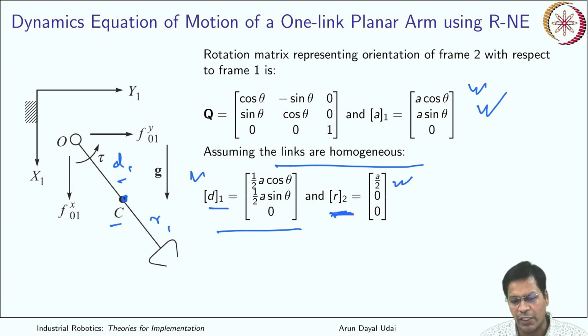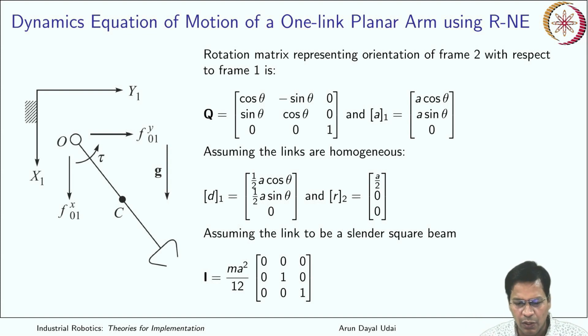So it is a by 2. There is no cosine and theta because it is a constant. So it is a by 2, 0, 0. That is, there is only one variable, a by 2, along that direction. That is the only thing it can see. This is d and r.